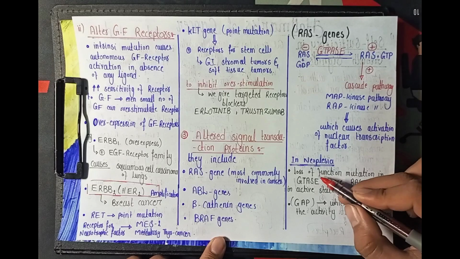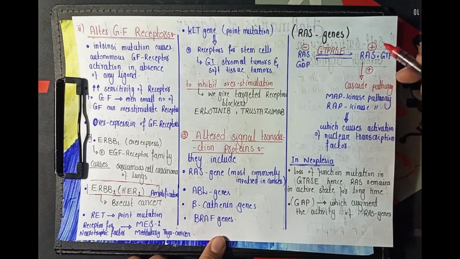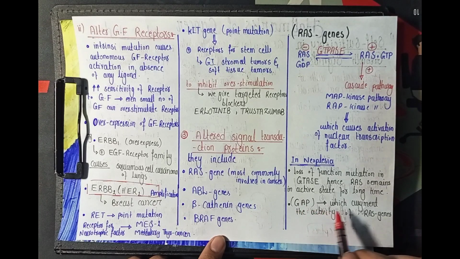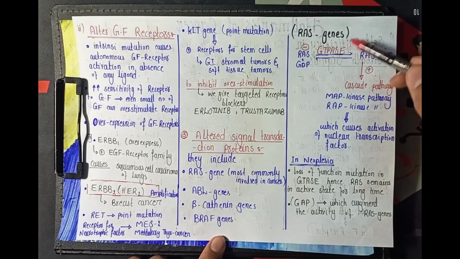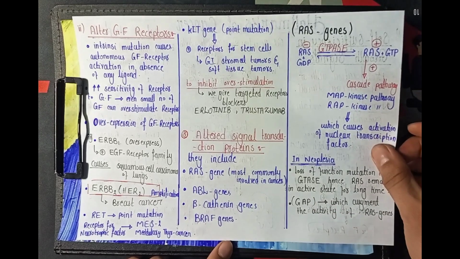But in neoplasia, there is a loss of function mutation in the GTPase enzyme. When the GTPase enzyme becomes mutated, then the RAS will remain active for a longer time and will cause overstimulation of the nuclear transcription factor and hence cause overproliferation and lead to other neoplastic changes. And similarly, there are the GTPase activating proteins, and these proteins bind with the RAS gene and augment the activity of the RAS gene and cause neoplastic change. So the RAS gene will overactivate if there is a loss of function mutation in the GTPase enzyme, or there are the GTPase activating proteins binding with the RAS gene and augmenting its activity.